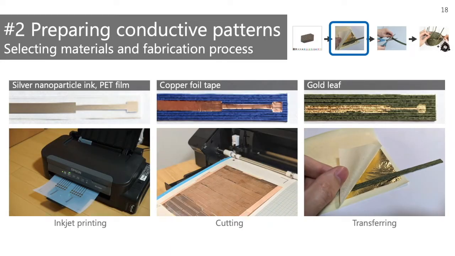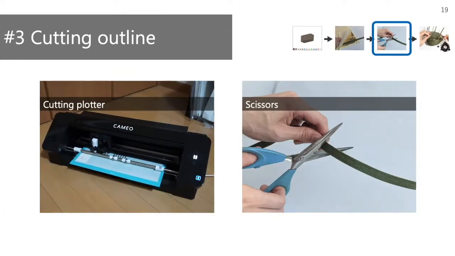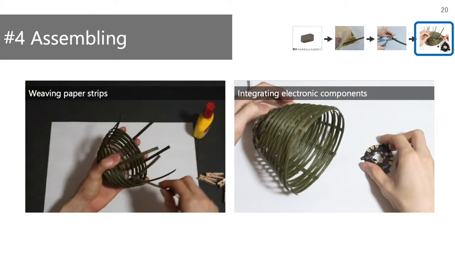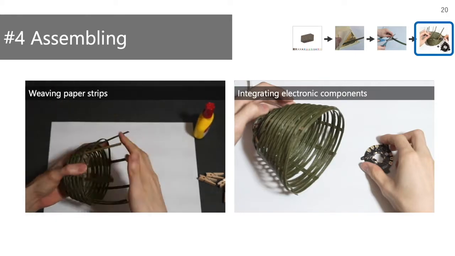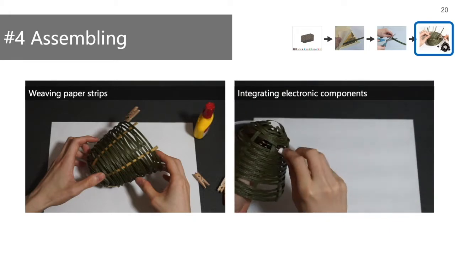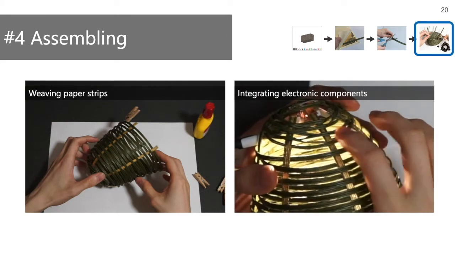In the second step, the user prepares the conductive pattern based on the generated fabrication file. The user can prepare conductive patterns by printing silver nanoparticle ink with an inkjet printer or patterning metal foil with a cutting plotter or laser printer. Next, the user prepares the strips by cutting the papers with a cutting plotter or scissors. Finally, the user assembles the object by weaving the paper strips and attaching the electrical components. In this example, the touch sensing circuit is attached inside the lampshade.